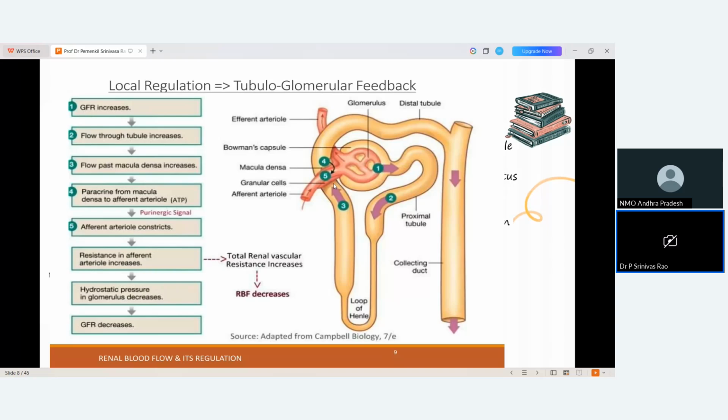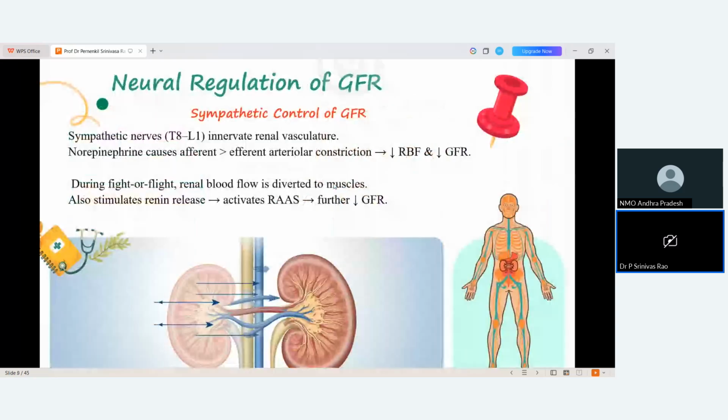Then neural regulation of GFR. I told you about sympathetic control of GFR. So sympathetic means adrenaline, noradrenaline. Sympathetic nerves are T8 to L1, so they innervate the renal vasculature. So this is also an MCQ: T8 to L1 innervate the renal vasculature.